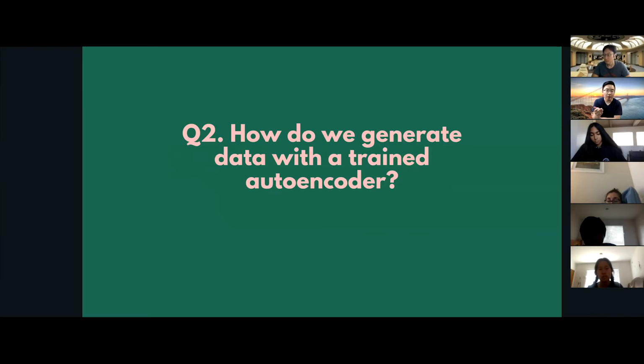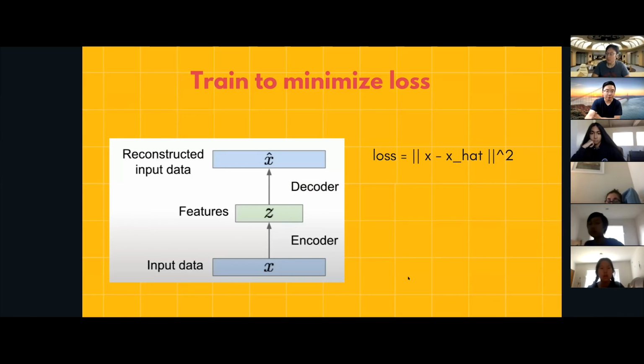So how do we generate data using a trained autoencoder? What do you think? So again, we have this encoder and decoder. What can we do? Encoder generating data or decoder generating data? Decoder maybe? Yeah, decoder is generating data, right?